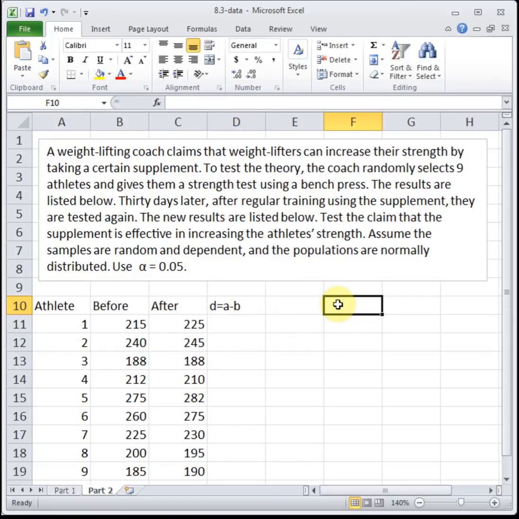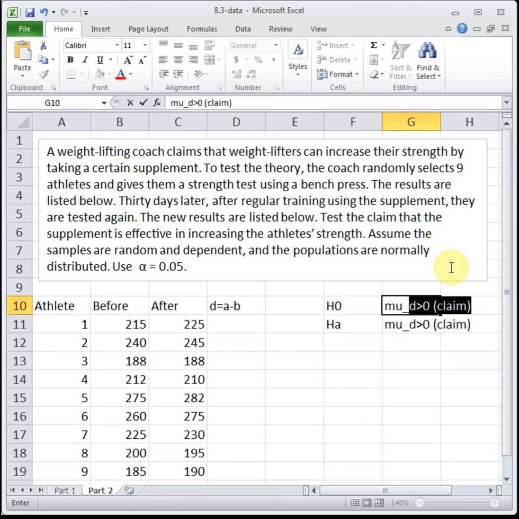So when we're setting up our hypothesis testing, all right, we have our H naught and our H sub A. If it has an effect, it means our after is bigger. That means the difference after minus before is going to be greater than 0. So our mu sub D is going to be greater than 0. That's our claim. So our H naught is that mu sub D is less than or equal to 0.